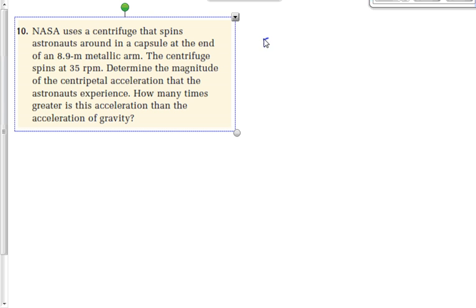What do we got here? R is 8.9 meters. What's this? Victoria A, what's that? Good, it's frequency. Now, probably should have circled that in red because we don't want revolutions per minute. We want revolutions per second, which means we're going to divide this by 60. What does that give me? 0.55?